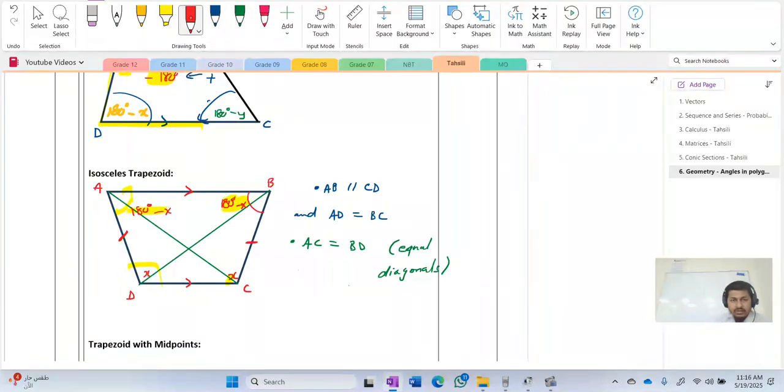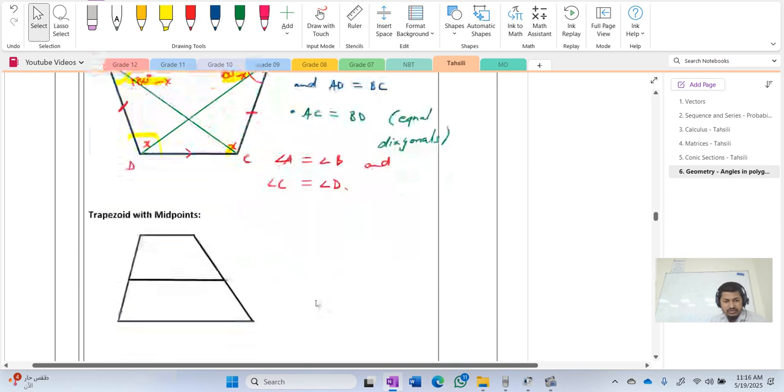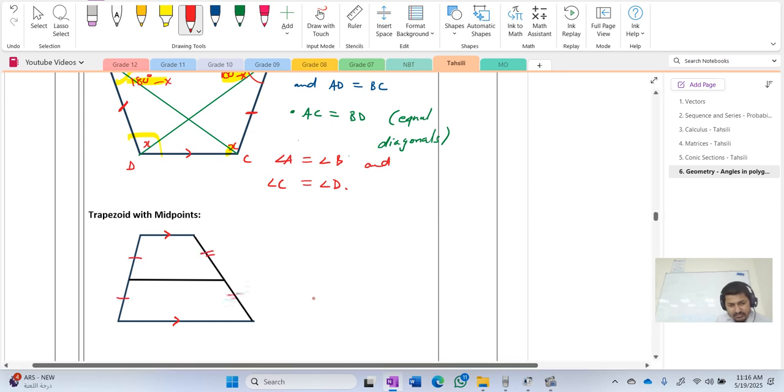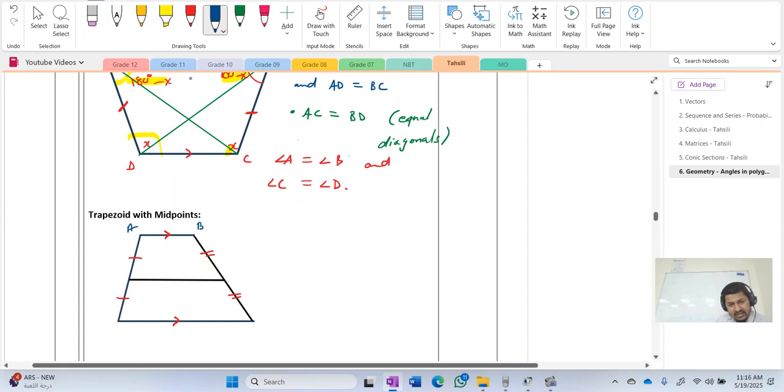Now we're looking at a trapezoid with midpoints. We have a very important property where this is parallel, that's parallel, and these are given as midpoints. So we have A, B, C, D, and you can call this line EF. So this is also parallel. If these are given as midpoints, and this length is A, this length is B, and this length is C, what's the relationship between A, B, and C?